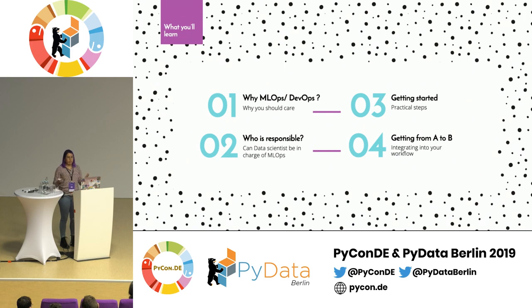And I'm going to start with what I'm actually going to cover in these slides. First, I'm going to do a very brief introduction to what is DevOps for data science, or MLOps, and why we as data scientists should care about it. I'm also going to dive into who should be responsible for implementing MLOps into our workflows. And I will give you some practical steps for you to get started.